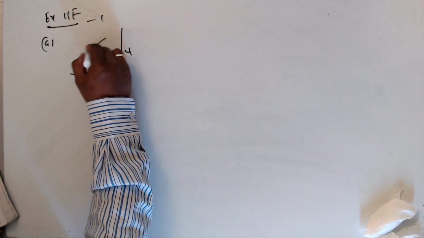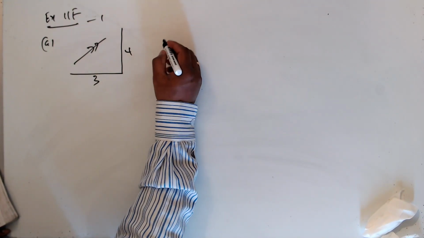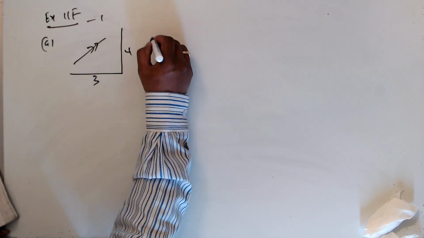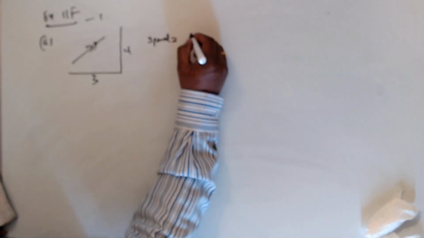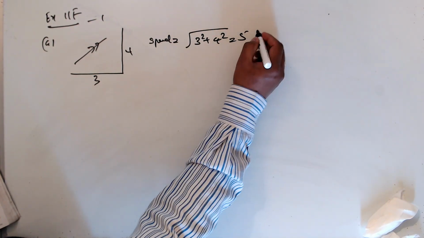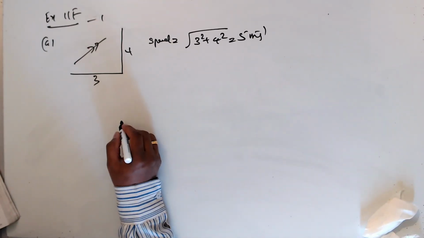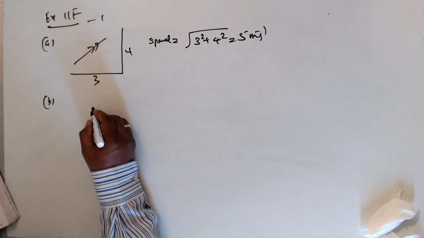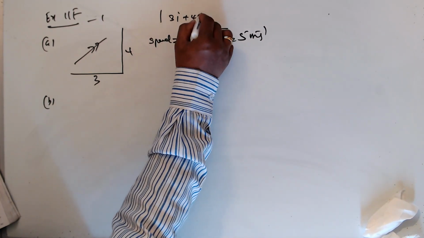So what is the velocity for this direction? Speed for this direction is the square root of 3 square plus 4 square, which is 5 ms minus 1. Part B. So that is the mod value of 3i plus 4j, the speed.